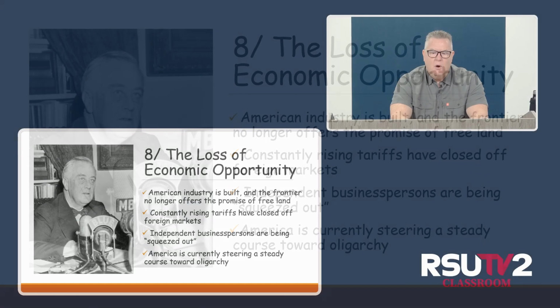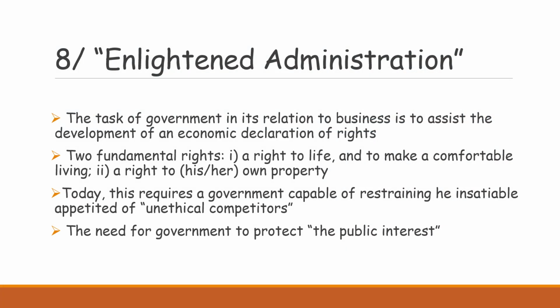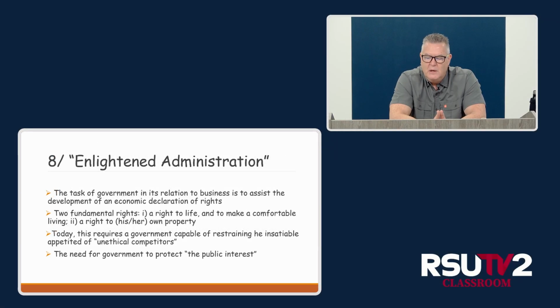And so FDR called for enlightened administration. The task of government in its relation to business is to assist the development of an economic declaration of rights. And he basically says at this point there are two fundamental rights: a right to life and to make a comfortable living, and number two, a right to his or her own property. And today, again in 1932, that requires a government capable of restraining the insatiable appetites of unethical competitors. So you need a government to protect the public interest.